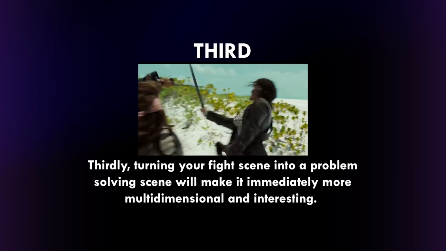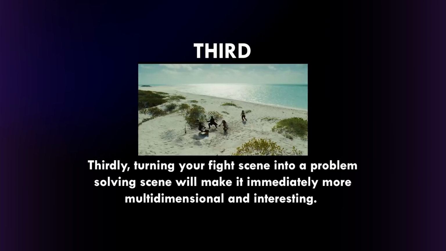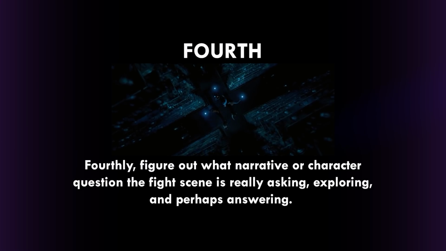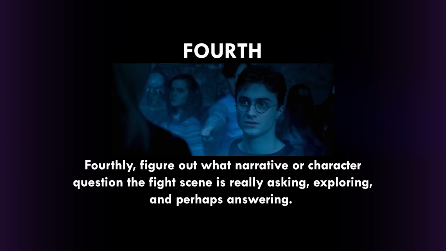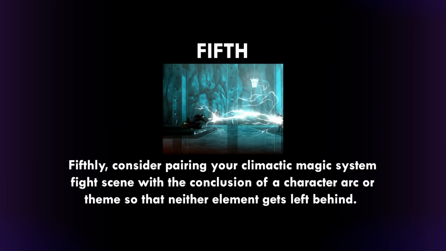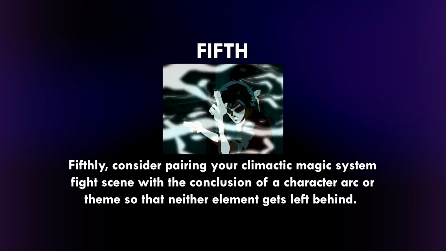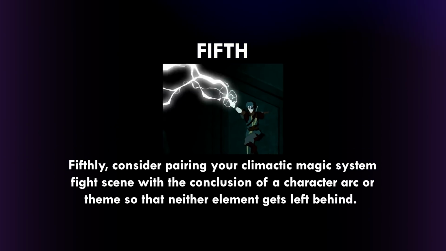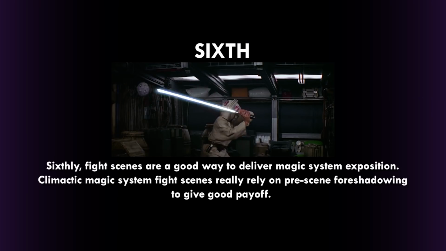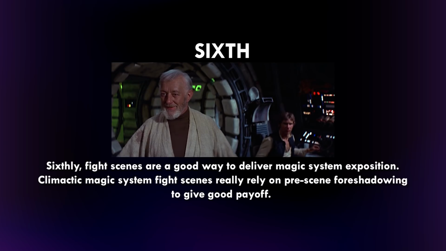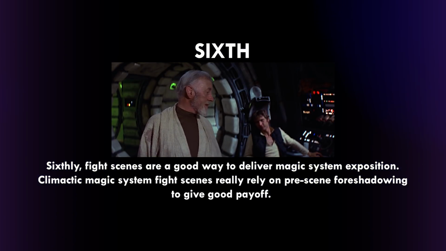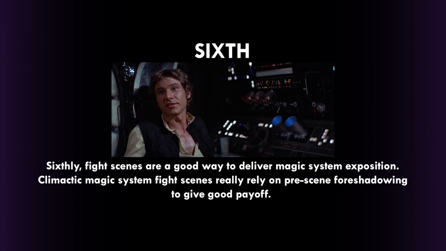Thirdly, turning your fight scene into a problem-solving scene will make it immediately more multi-dimensional and interesting. Fourthly, figure out what narrative or character question the fight scene is really asking, exploring, and perhaps answering. Fifthly, consider pairing your climactic magic system fight scene with the conclusion of a character arc or theme, so that neither of these elements get left behind. Sixthly, fight scenes are a great way to deliver magic system exposition at the start. However, climactic magic system fight scenes really rely on pre-scene foreshadowing to give good payoff, so make sure you set those up.